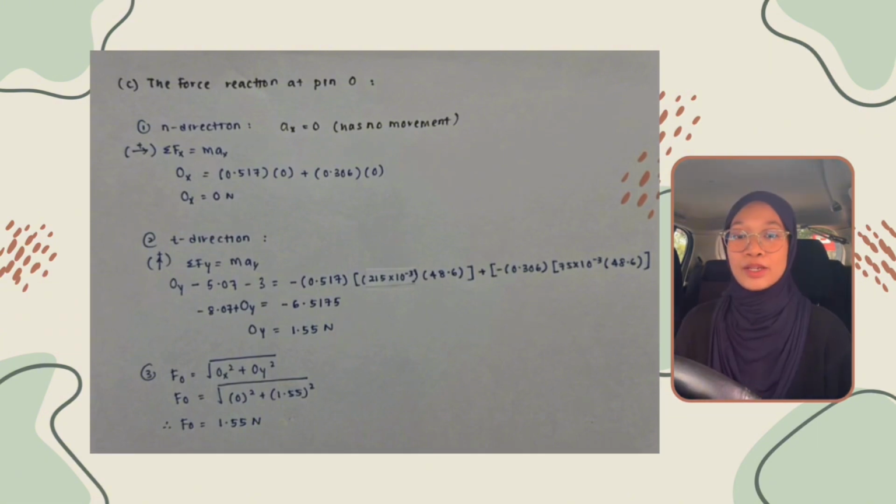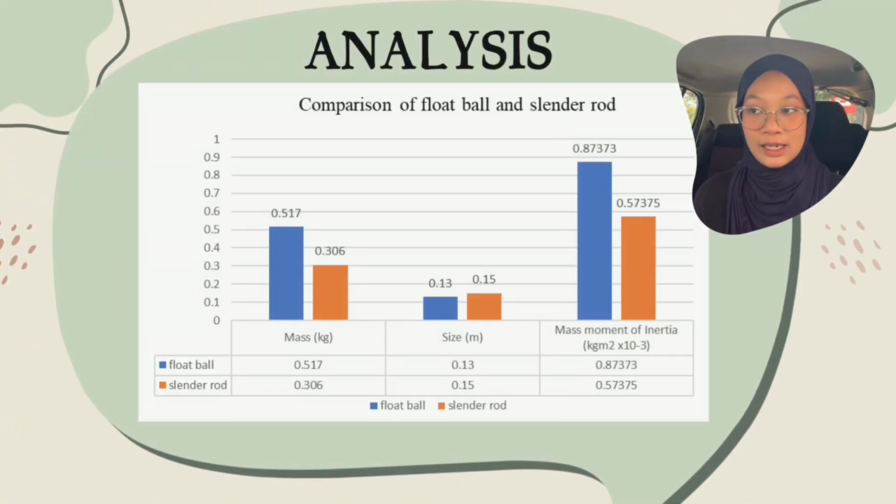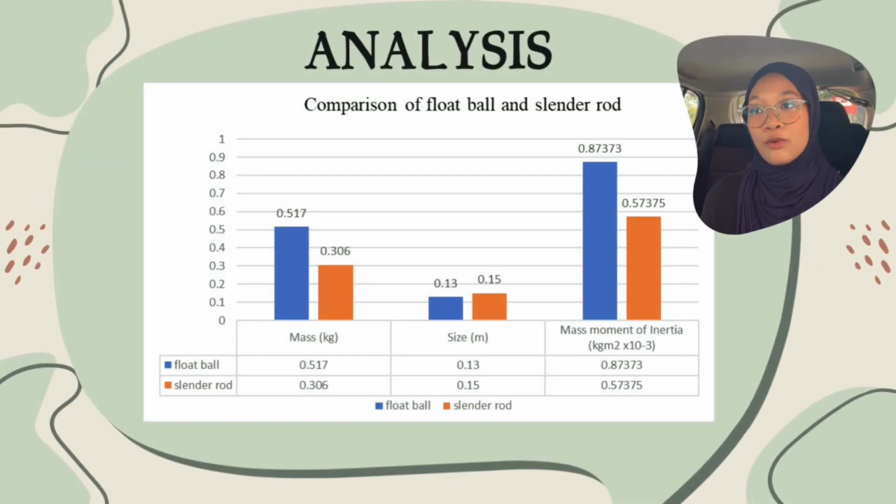And then finally, we determine FO, which is the square root of OX square plus OY square. And we have determined FO is equal to OY, which is 1.55 Newton. Then for the analysis, we conclude the graph of comparison between float ball and slender rod. Based on this graph, we choose three parameters, which are mass, size, and also mass moment of inertia.